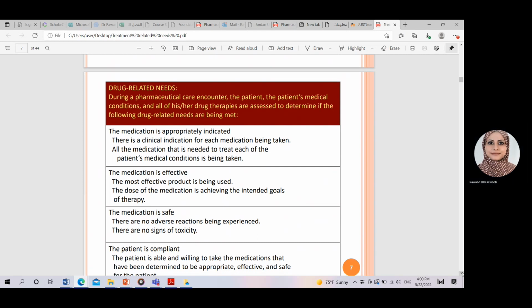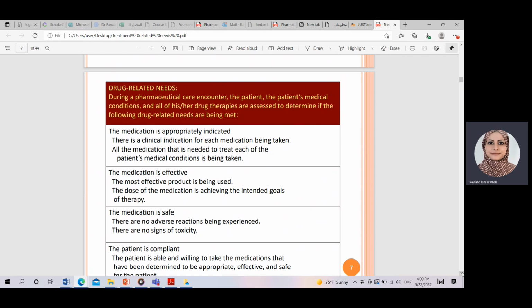So this slide lists the drug-related needs of the patient that can be identified via the collection and assessment steps. During a pharmaceutical care encounter, the patient's medical conditions and all of his drug therapies are assessed to determine if the following drug-related needs are being met. As mentioned in the previous slides, we have to make sure that the medication is appropriately indicated, the medication is effective and is achieving the intended goals of therapy, and the medication is safe, so the patient is not suffering any adverse reactions or experiencing any signs of toxicity.